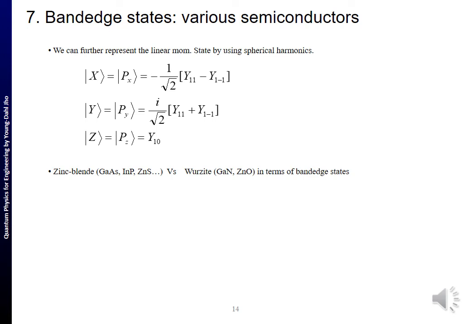You can also represent those linear polarization states in terms of spherical harmonics. Let me skip this part for now. Actually, it's just the same. This is just the LG state representation. L is 1, LG is 1. L is 1, LG is minus 1. So the linear representation can also be represented in terms of the LG representation.